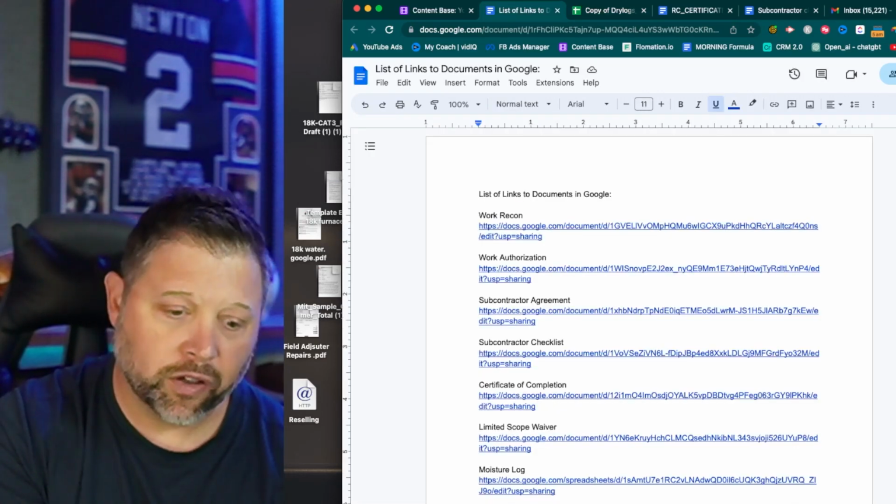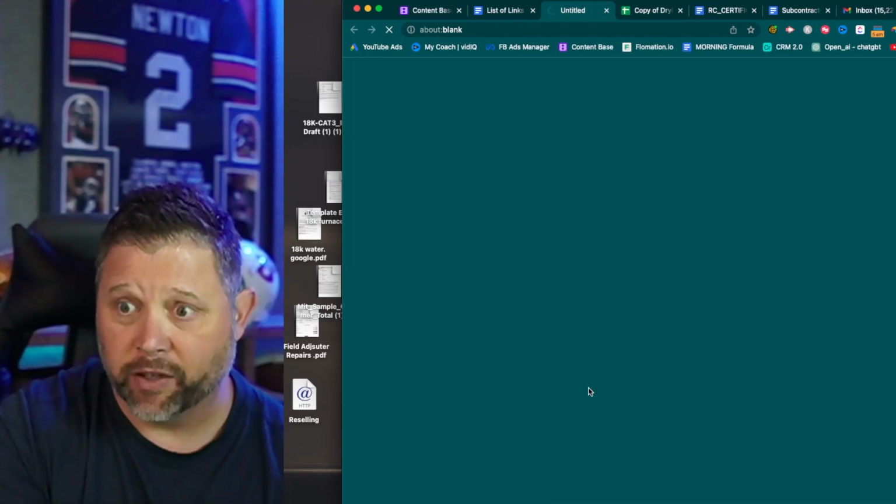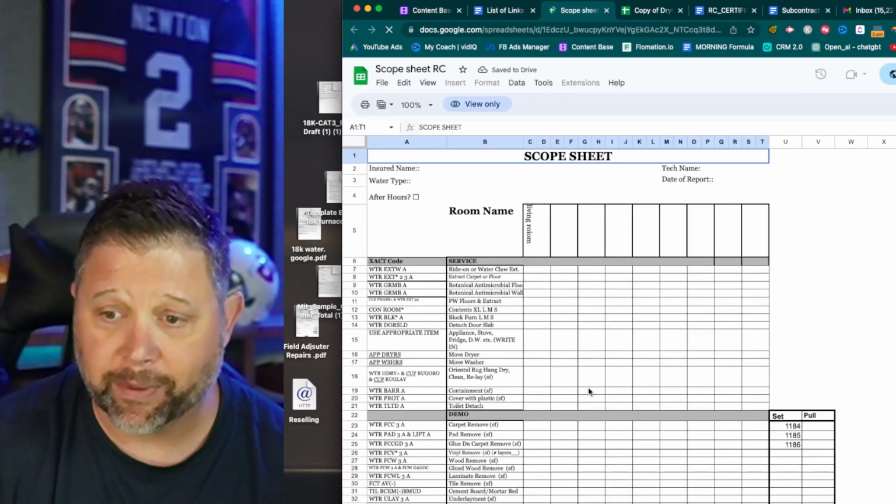Scope sheet. This is another one. The way that we wound up doing it in the end was different, but if you guys are using Xactimate, this will be helpful for you.